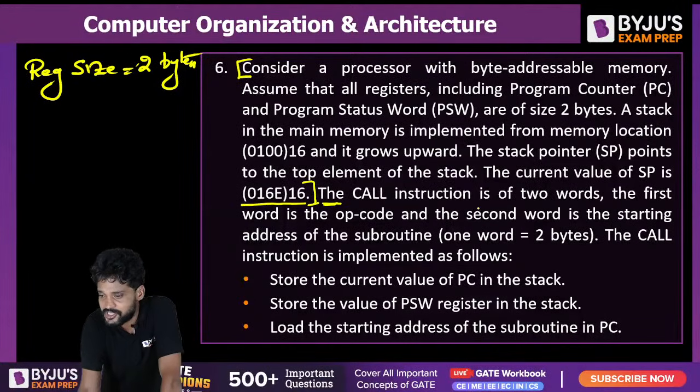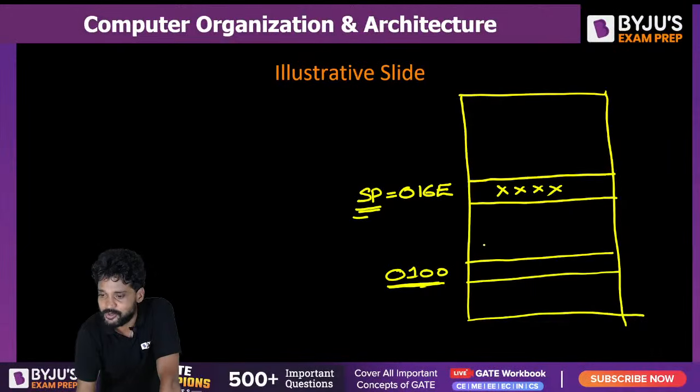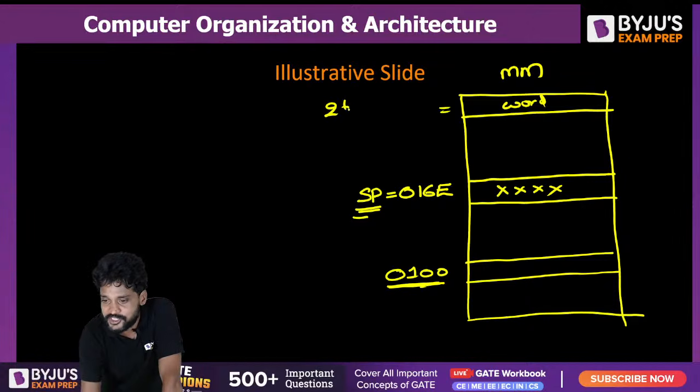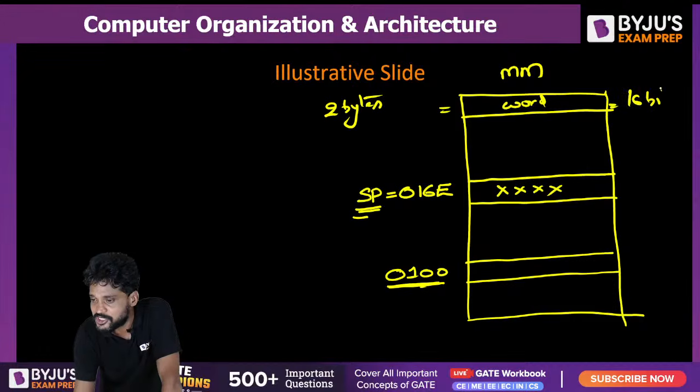The call instruction is of 2 words. The first word is the opcode and the second word is the starting address of the subroutine. One word is equal to 2 bytes. We are already provided with this information. Let me go to the main memory again. In this main memory, let us say this is one word. The word size is equal to 2 bytes, meaning it is equal to 16 bits.